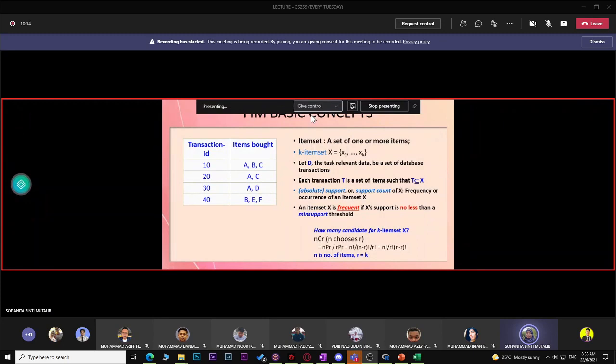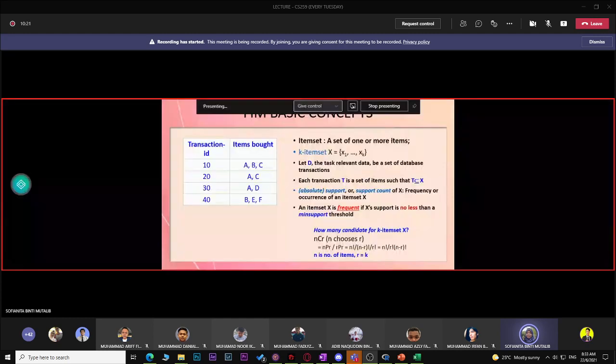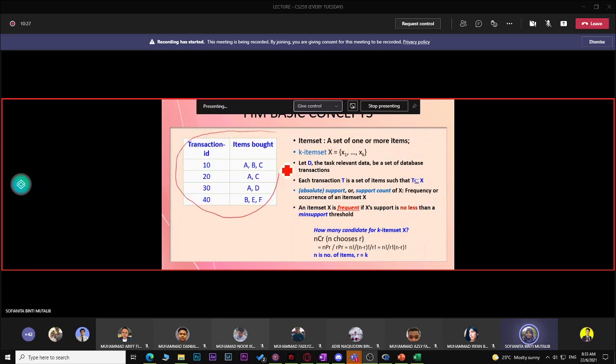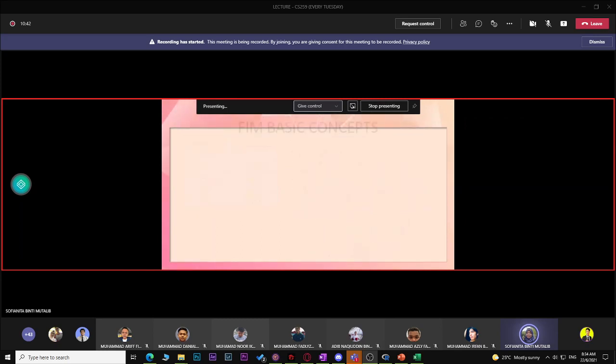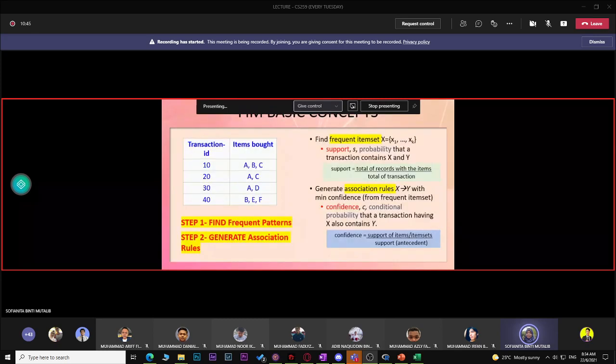So, the association analysis is related to unstructured data, especially when we have databases in the form of transactions. Why unstructured? Because we can see here the data, different items occur in different transactions. The important process involved in these algorithms or methods will be, first, find frequent patterns, and second, the association rules.